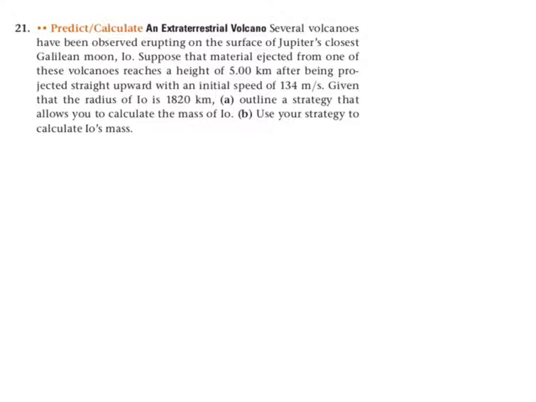Chapter 12, Number 21. Several volcanoes have been observed erupting on the surface of Jupiter's closest Galilean moon, Io. Suppose the material ejected from one of these volcanoes reaches a height of 5 kilometers after being projected straight upward with an initial speed of 134 meters per second.